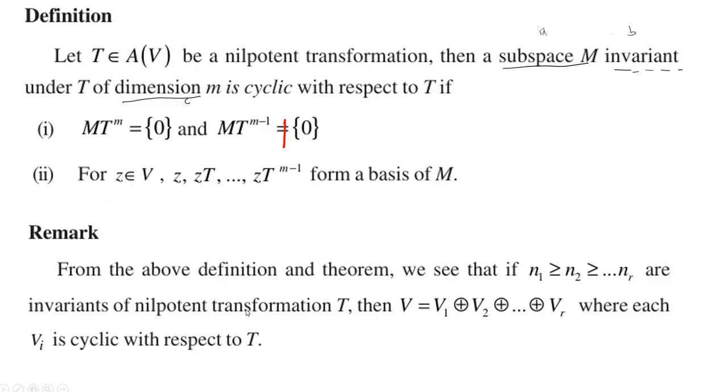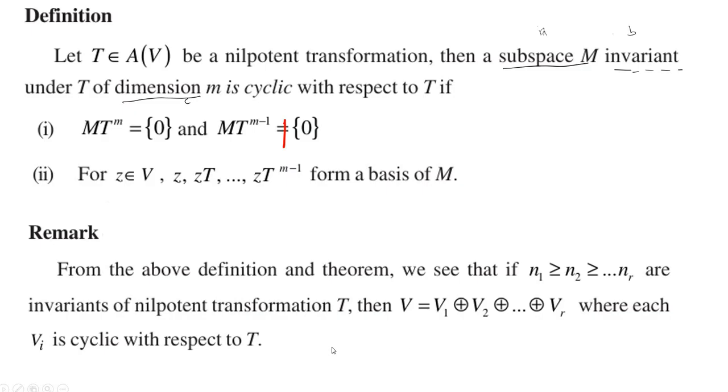For z, z T, and so on, z T^(m-1) form a basis of capital M. Now from the above definition and the theorem, it can be easily seen that if n1, n2 and so on are invariants of a nilpotent transformation, then in the theorem we have established, V is V1 direct sum V2 and so on direct sum Vr, where each Vi is cyclic with respect to T. These conditions were true there. So instead of elaborately telling that, it is enough to say that each Vi is cyclic with respect to T.